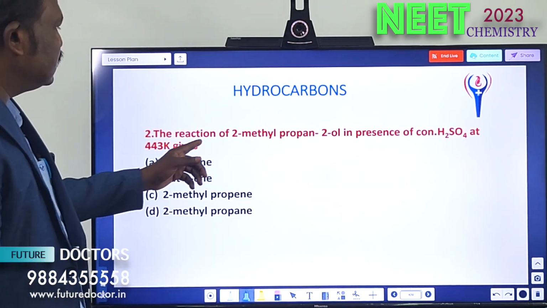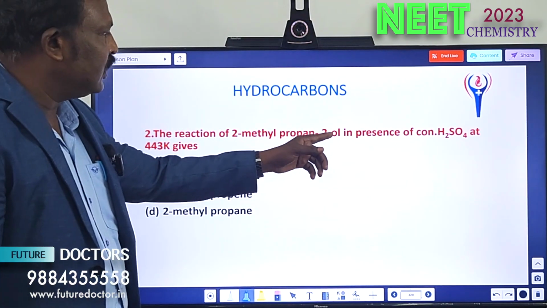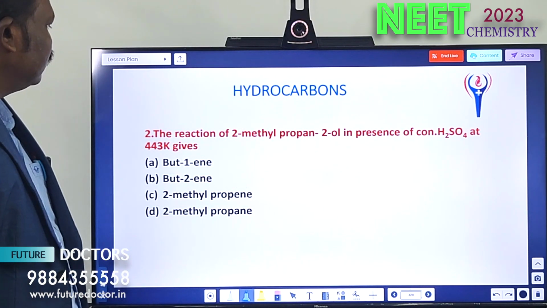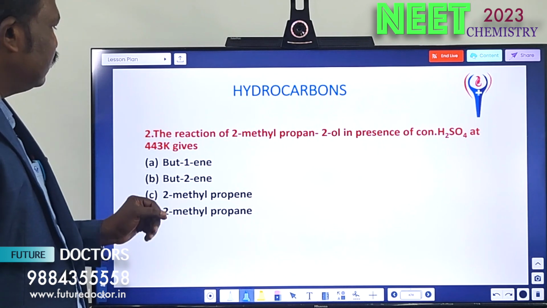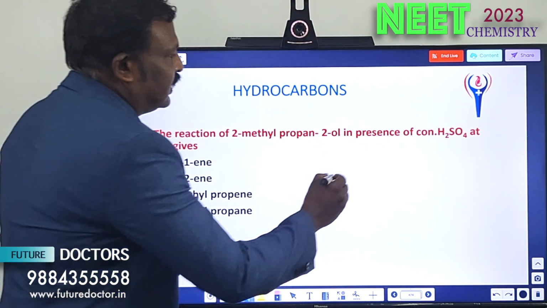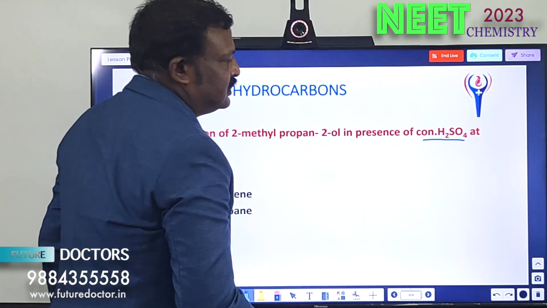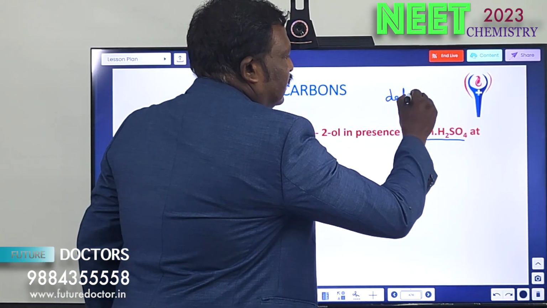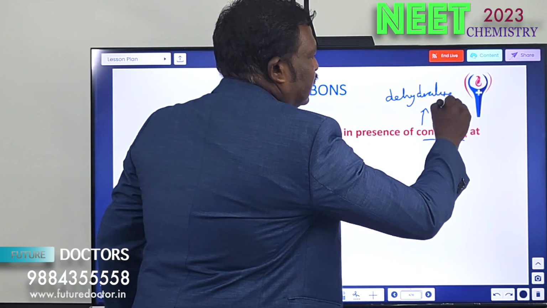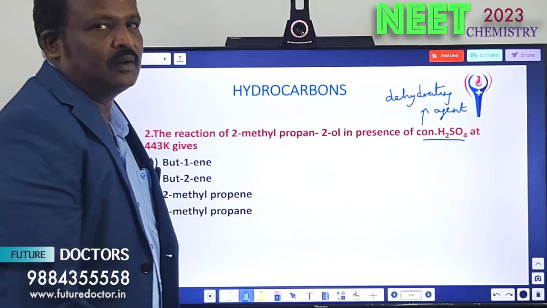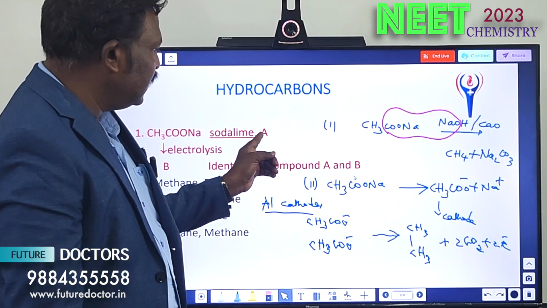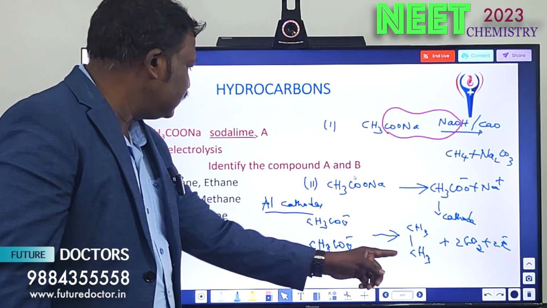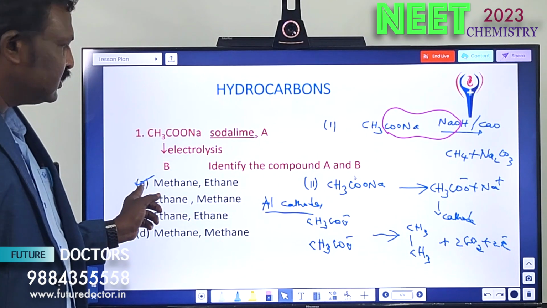Next one: the reaction of 2-methylpropan-2-ol in the presence of concentrated sulfuric acid at 443 Kelvin to give, that's the question. So concentrated sulfuric acid, you must know the role of this reagent. This is called a dehydrating agent. What is a dehydrating agent? It removes the water molecule. Okay, students. Here the product A is nothing but methane, product B is nothing but ethane. So answer A is the correct option.